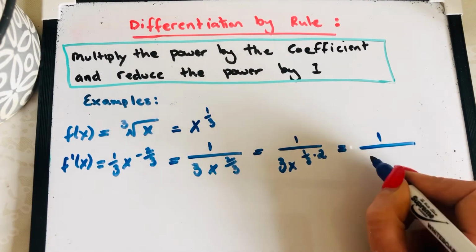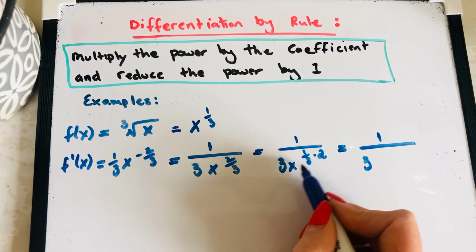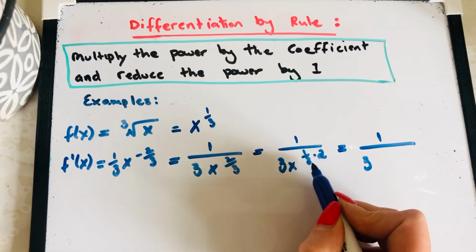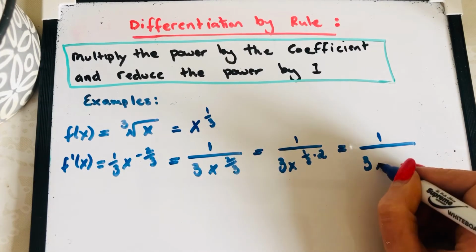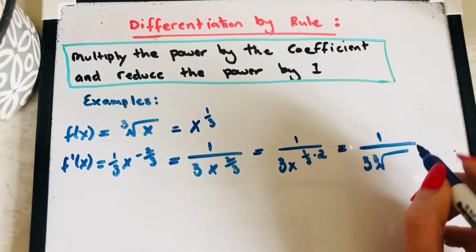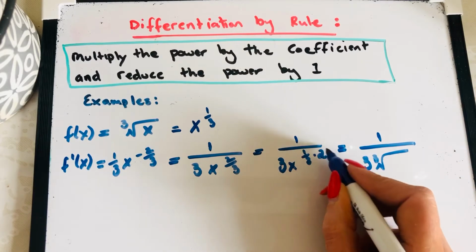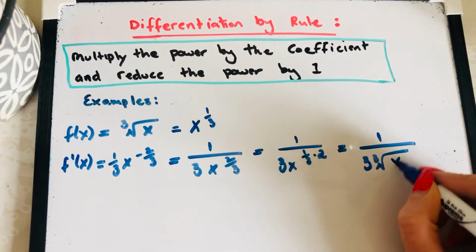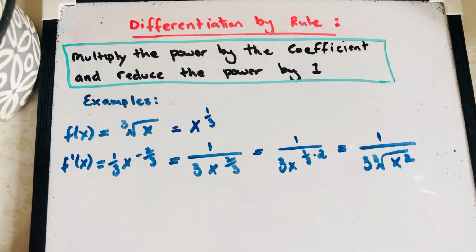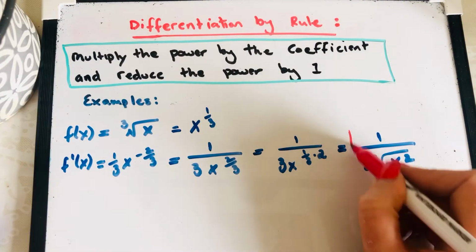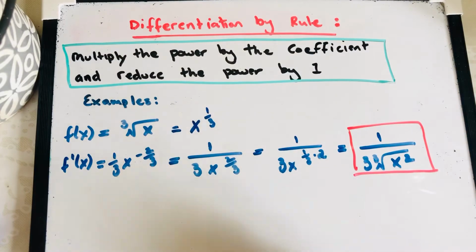Now we're nearly done. There is our 3. We know that x to the power of 1/3 is a cubic root. So we have our cubic root. And of course, we can also put back in the square now. So we have x squared. So this is the answer here to when we differentiate a cubic root.